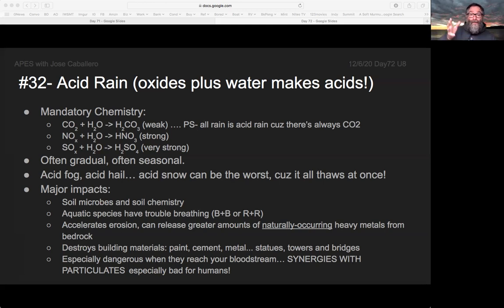But if you live in a place where your sandstone has high deposits of uranium, when the rain becomes acidic, you'll get more of that uranium in your runoff because it's naturally occurring. It melts out of those rocks more quickly. So this can be tricky where they are naturally occurring. Write that carefully. Where they're naturally occurring, acid rain accelerates the erosion of heavy metals.